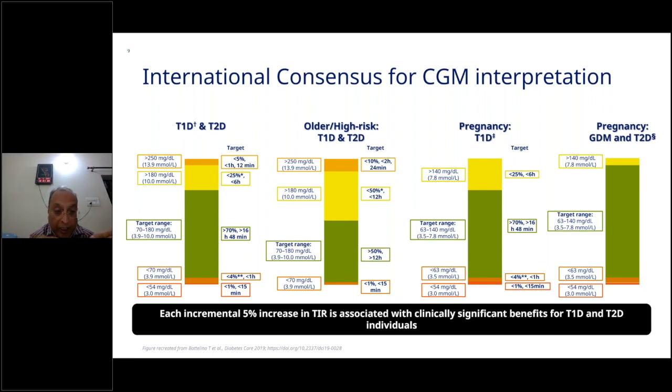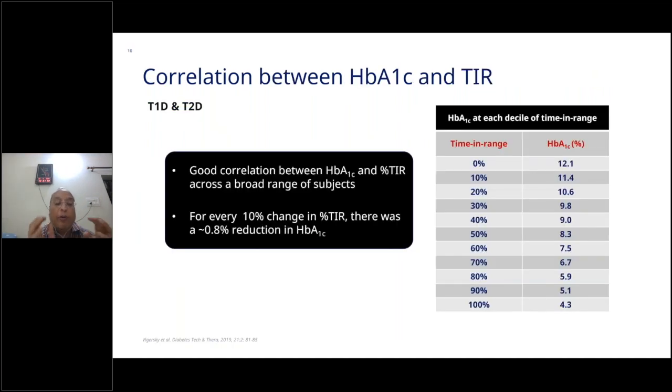What is important to understand is that for each 5% increase in time in range, it is associated with clinically significant benefit for both type 1 and type 2. Now, some of you must be wondering from where this figure of 70% comes. If you see, there is a good correlation between time in range and HbA1c. So, if an individual spends more than 70% of the time in range, and if we translate that into HbA1c, most of the time it will be 6.7 or less.